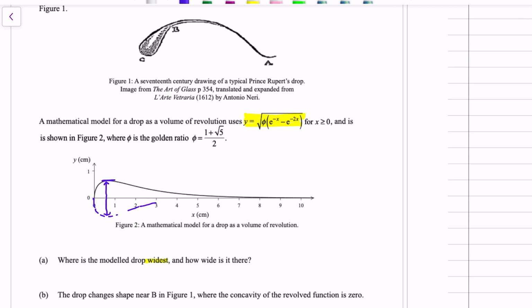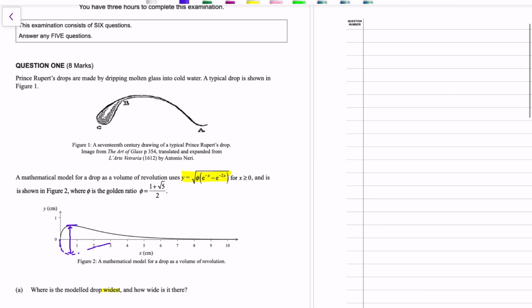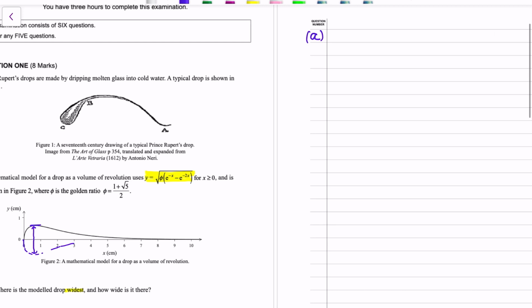Okay, so to find the maximum y value, it's an optimization question. We're differentiating that curve. y equals, I'm going to pull a square root phi out the front of this thing, because it's a constant, it's not going to affect the derivative. And then the other factor is e to the minus x, take away e to the minus 2x, all to the power of 1/2. So if we're diffing this, dy/dx, the square root phi just stays there.